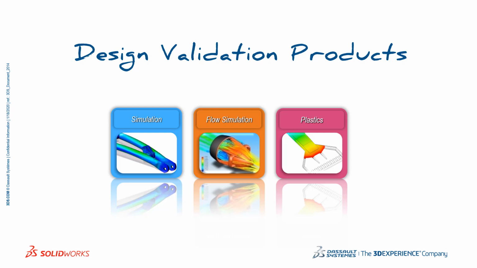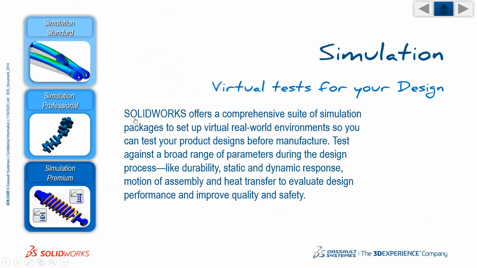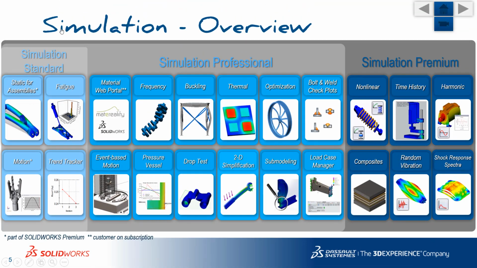And we'll start with simulation. SOLIDWORKS Simulation is the FEA tool, and it comes in 3 flavors: Simulation Standard, Simulation Professional, Simulation Premium. Now, this is your virtual prototyping tool for structural analysis. So let's take a look at all of the features found in these 3 flavors of SOLIDWORKS Simulation.